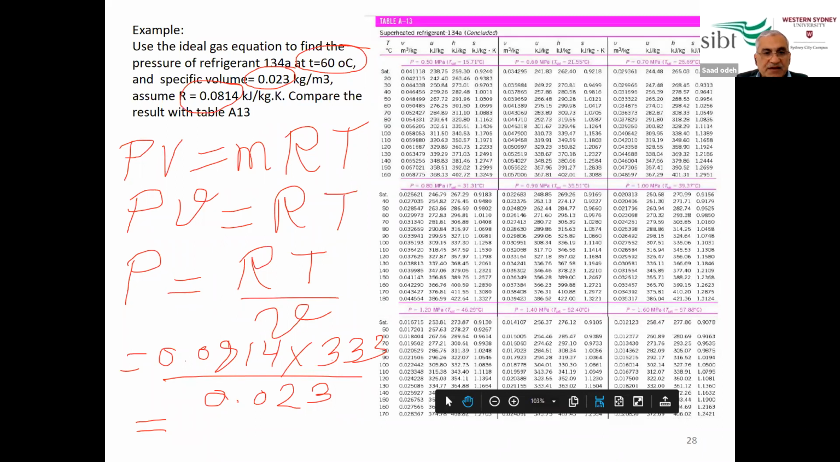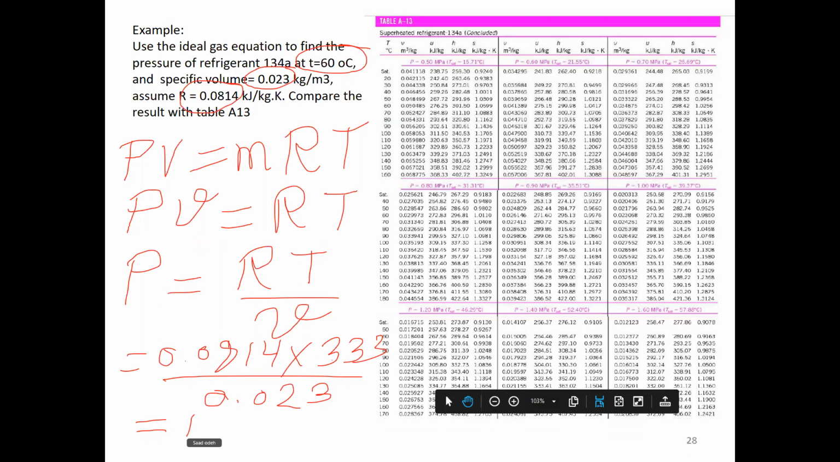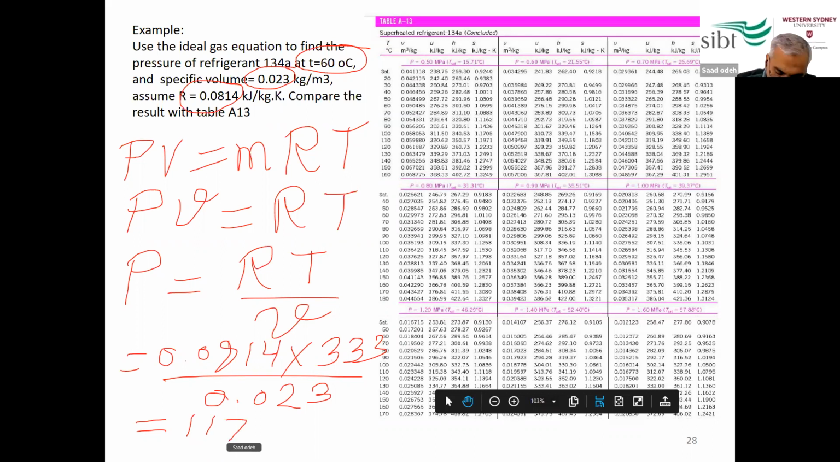Can you please find out the result here? Someone with a calculator can help me and find the result. 1178. This is the pressure in Pascal, correct?